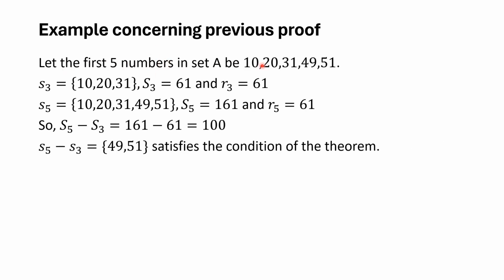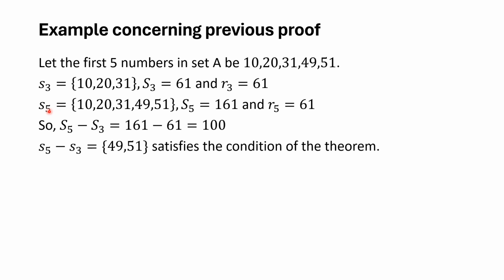So we have an example here that might make the theorem a little bit easier to understand, or should I say the proof of the theorem. I only took 5 numbers here, but I think it's enough to illustrate the point. So let's say our set A has the first 5 elements 10, 20, 31, 49, 51. So the set of the first 3 elements is 10, 20, 31, and then the sum of those is 61, and the remainder, R sub 3, when you divide by 100, is 61.